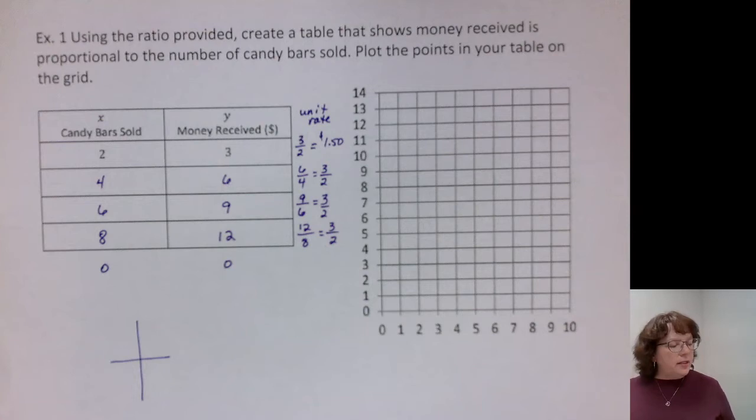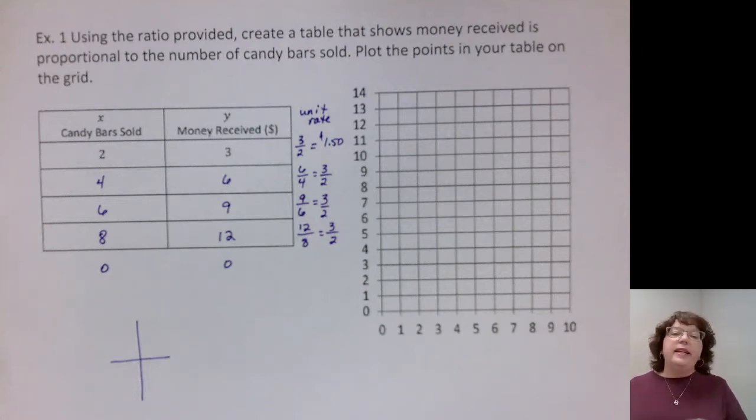All right, so let's plot these points. Oh, almost forgot a very important thing. Before we can plot the points, we need to think about which quantity is the dependent variable and which one is the independent variable. So we can ask ourselves, is the money received dependent on the number of candy bars sold, or is the number of candy bars sold dependent on the amount of money that was received?